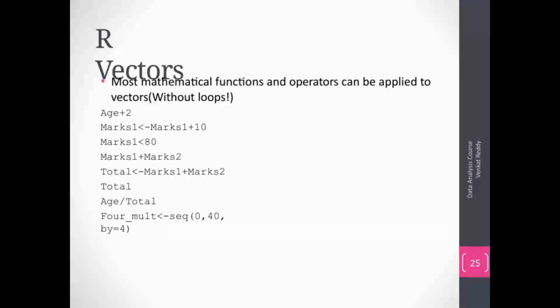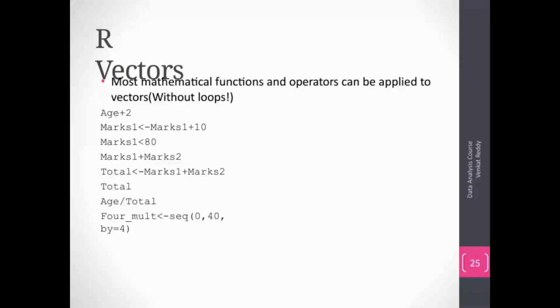We can also perform logical operations, such as checking if marks1 is less than 80, or combining operations like adding marks1 and marks2 to get a total score. Then, dividing that total by some value, like the total number of subjects, gives us an average or other meaningful metric.